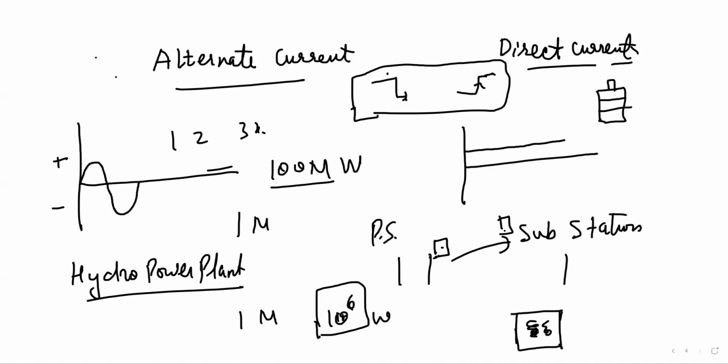Now, in short, the main reason we transfer alternating current is that direct current cannot be transferred over a longer distance, but alternating current can be. So let me write this one point, so that you can understand better. Difference between AC and DC. This is most important.